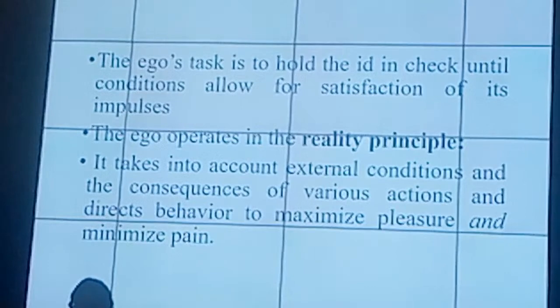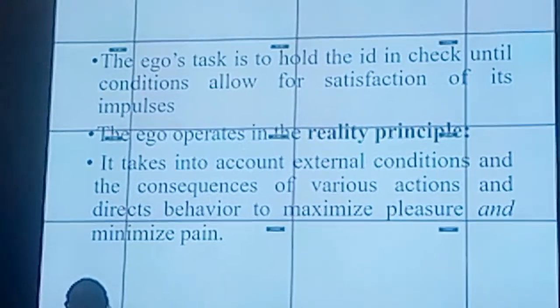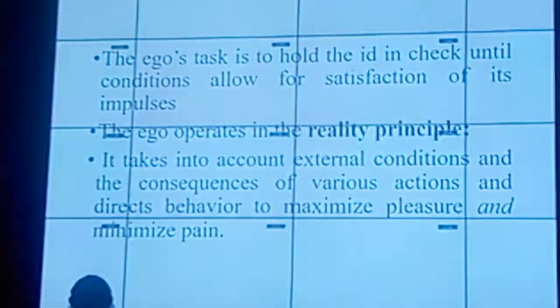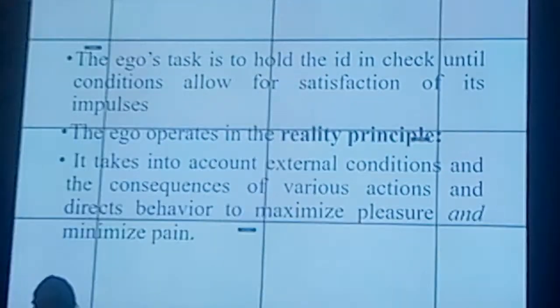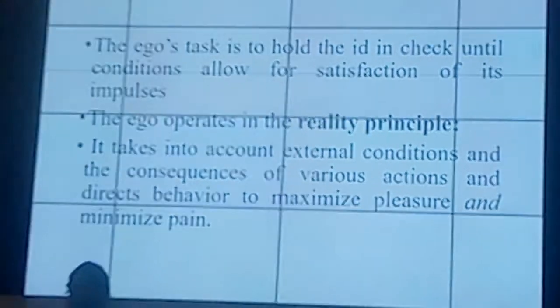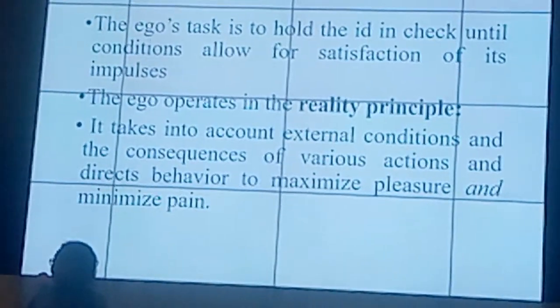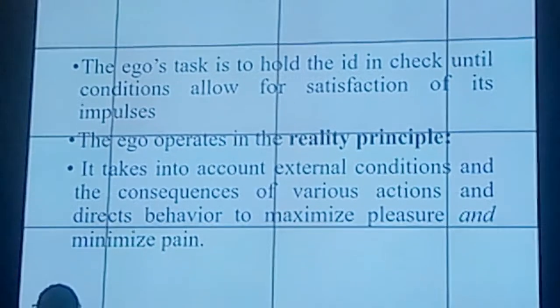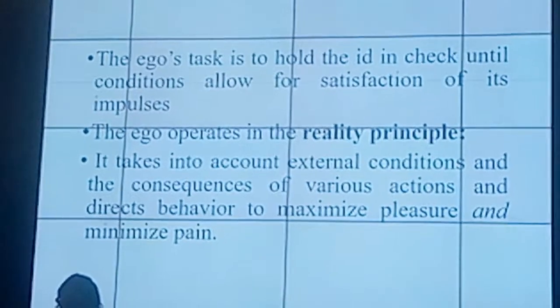Yeah? So the ego's task is to hold the id in check. It can control it when necessary until conditions allow for satisfaction of its impulses. There should be some kind of controlled restraint, if it is possible. So the ego operates on the reality principle. It takes account of external conditions and the consequences for others. It will actually give you a checkup to say, look, if you do this, this is what will happen. And then you choose. It's your own choice now.